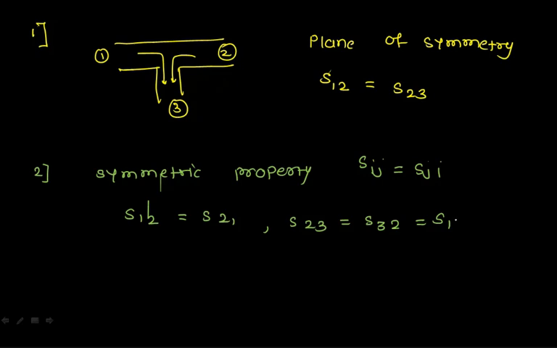Sorry, this will be S13. I'm so sorry. This will be S13 because it is 1 and 3, and 2 and 3. Okay, so I can write S13. And because of symmetry, S13 must be equal to S31.